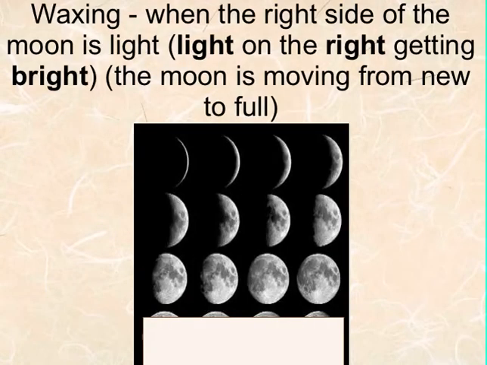Okay. Waxing. All these moons are waxing. When the right side of the moon is light, as we see it from Earth, it's waxing. Light on the right, going to bright. In other words, the moon is moving from new to full. So it's increasing its brightness on the right-hand side.